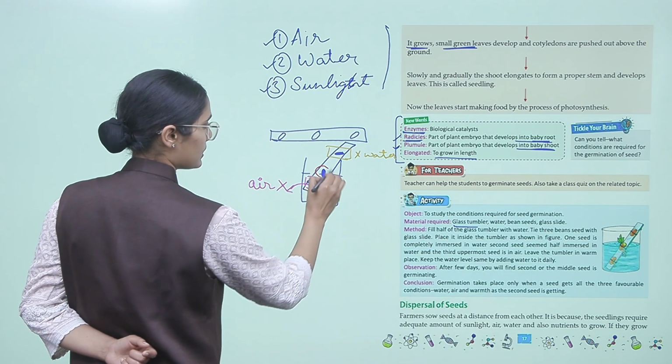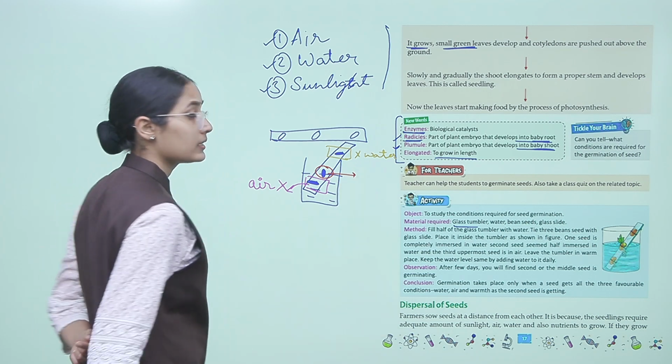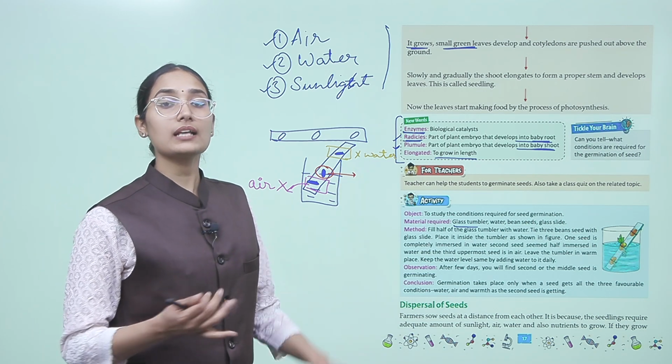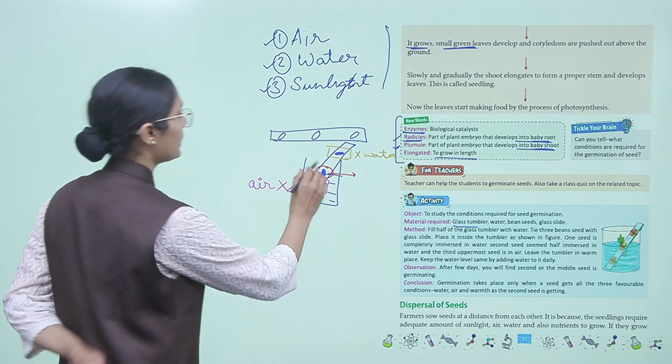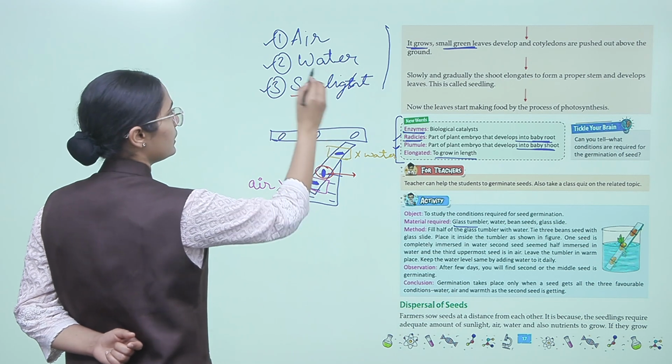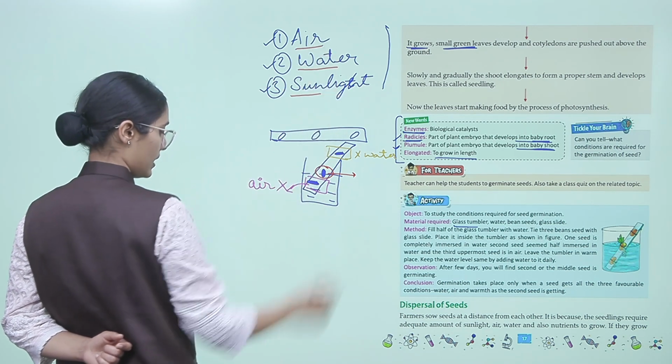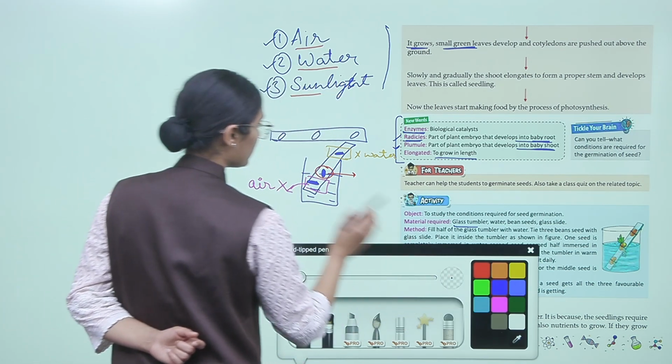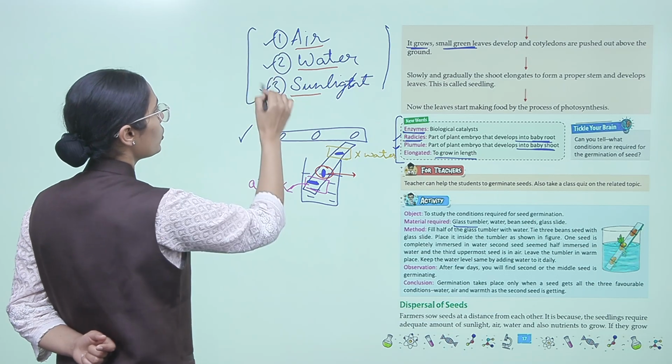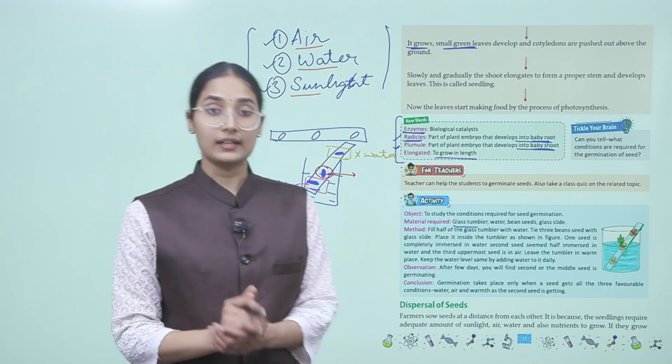But in this case, the middle one that germinated has all three things. It had sunlight, it had water, it had air also, right? So it is very important to get all three, right?